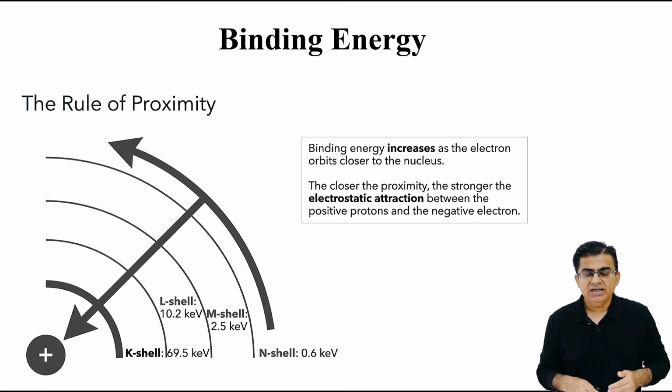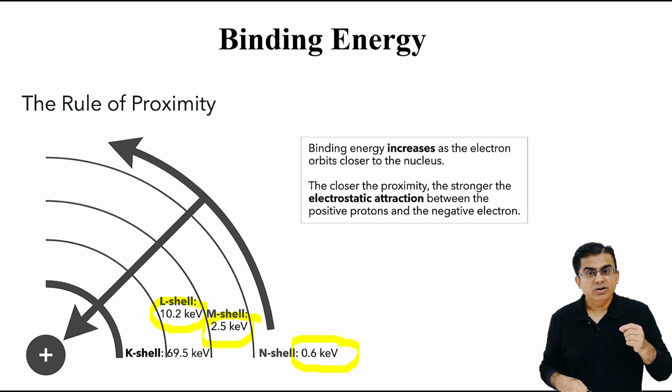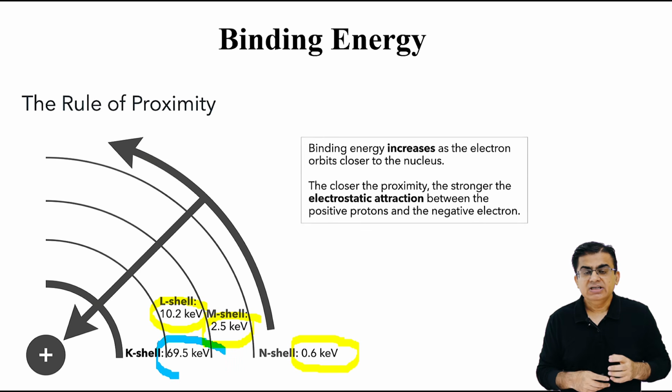The outer N shell is far away from the nucleus and has a very weak binding energy of just 0.6 keV. The M shell has slightly higher, 2.5 keV. The L shell has 10.2 keV. Now look at the innermost K shell. The K shell is held very tightly, with a massive binding energy of 69.5 keV.